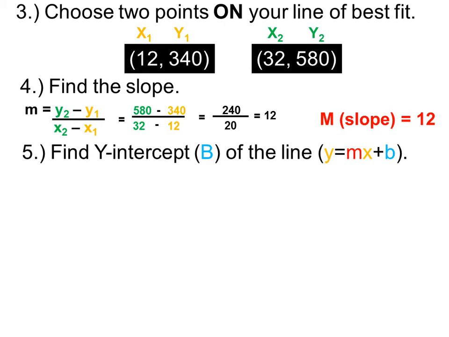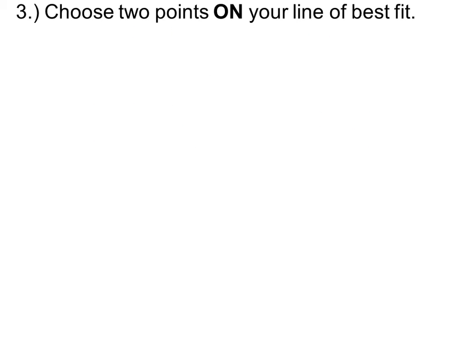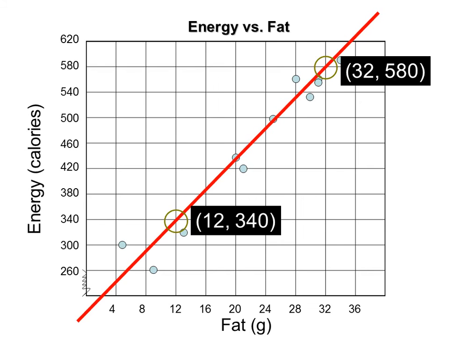Now what we want to do is find the y-intercept, which is the variable b. What I always like to do is go back and look at our graph and get an estimate of what it might be. If we go back to the previous slide and follow our line of best fit, the y-intercept is where this line would cross on the y-axis.